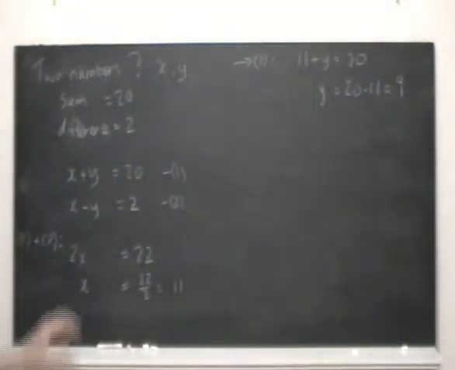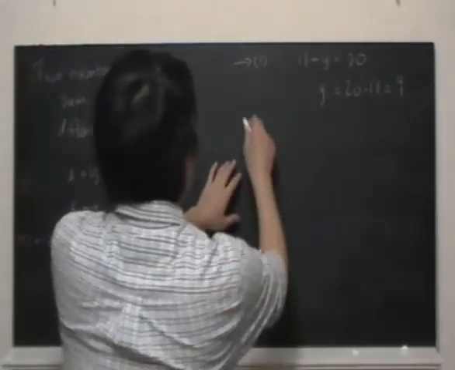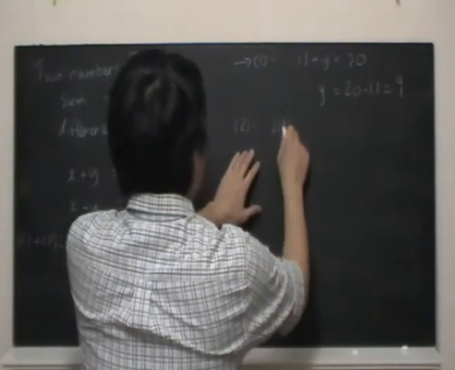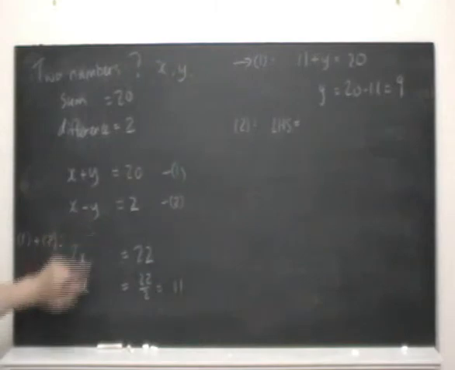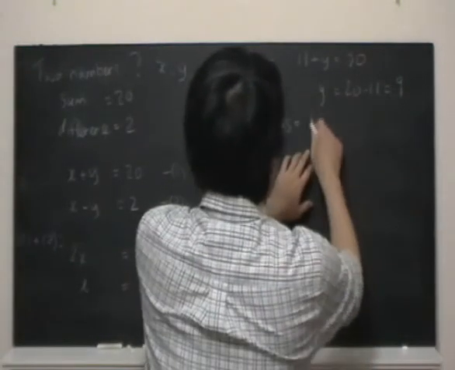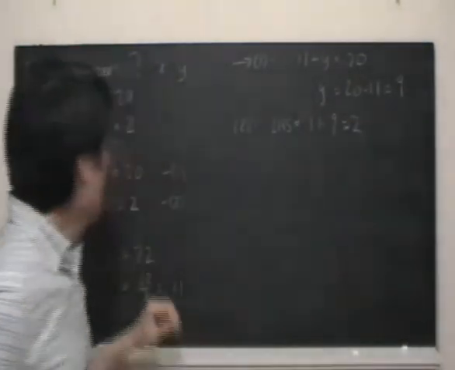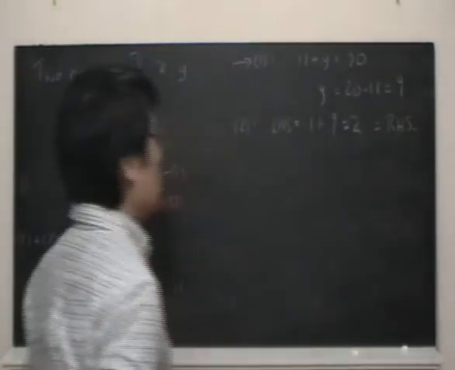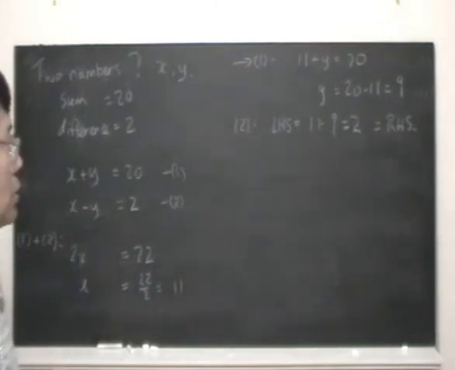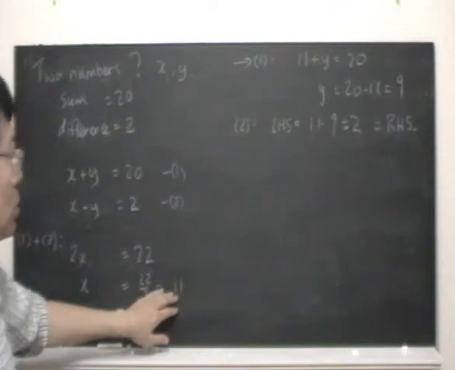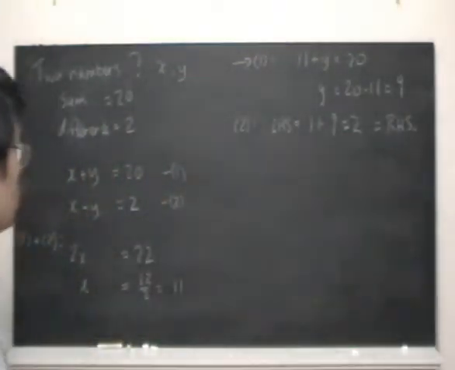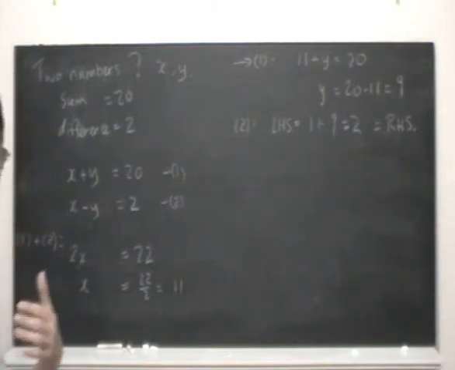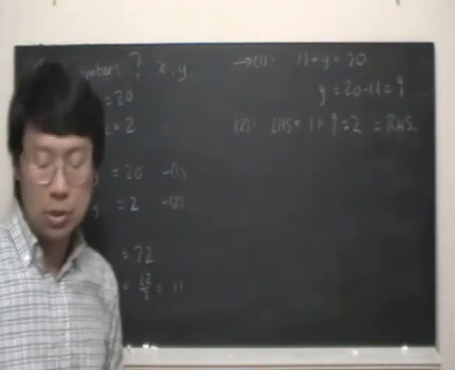So just to be very sure, let's substitute it into the second equation. Equation 2, left hand side. The left hand side is x minus y, which is 11 minus 9. And this is equal to 2, which is equal to the right hand side. So therefore, equation 2 is satisfied, meaning that x equals 11 and y equals 9 are the solutions to equation 2. Likewise, we can check that for equation 1 as well. And then we confirm that these are indeed the answers.